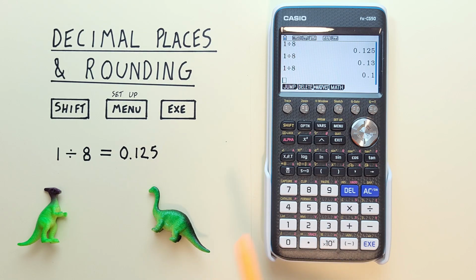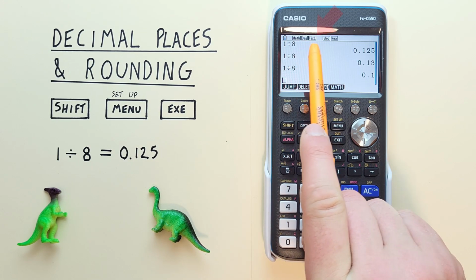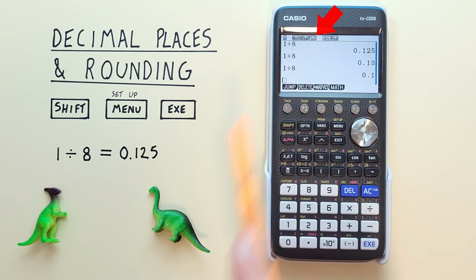When doing this, it's important to notice that there's the word fix1 at the top of our screen. This lets us know we're using fixed or set decimal places.